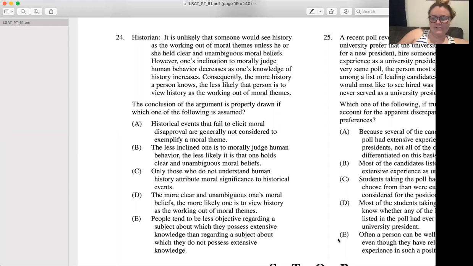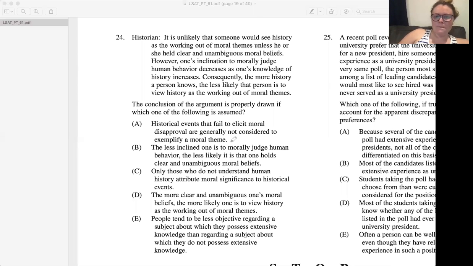All right, so this is a really challenging sufficient assumption question just because it's kind of complicated with all the negated words and not really understanding what some of these things mean. But we have our historian saying, it is unlikely that someone would see history as the working out of moral themes unless he or she held clear and unambiguous moral beliefs. So that's our first premise.